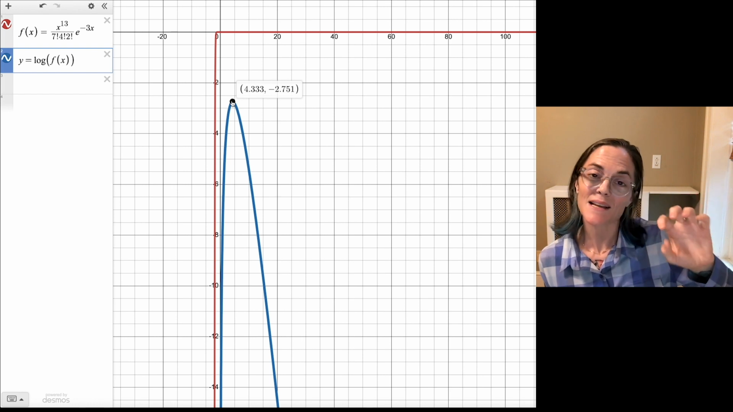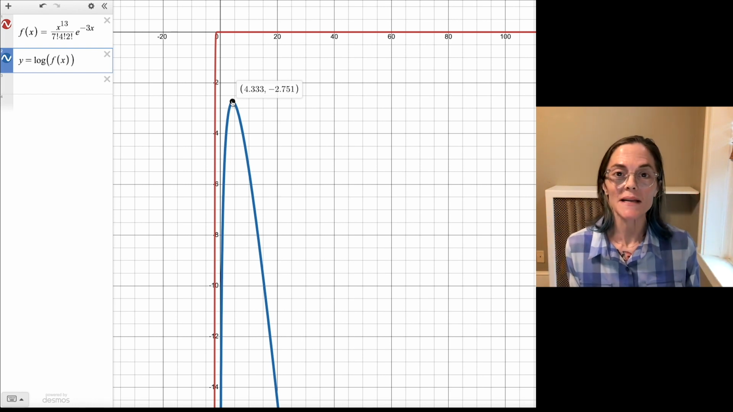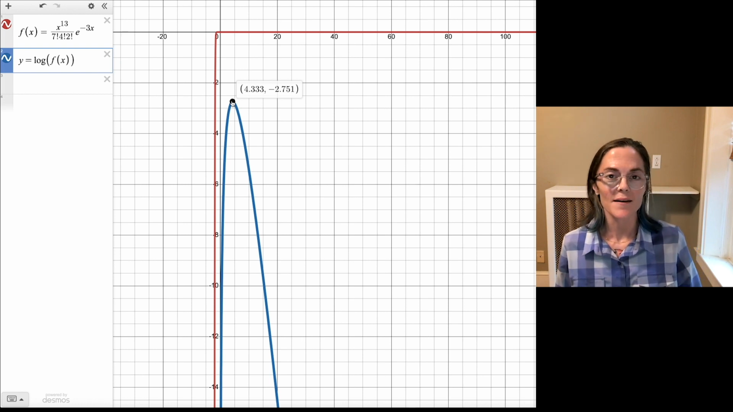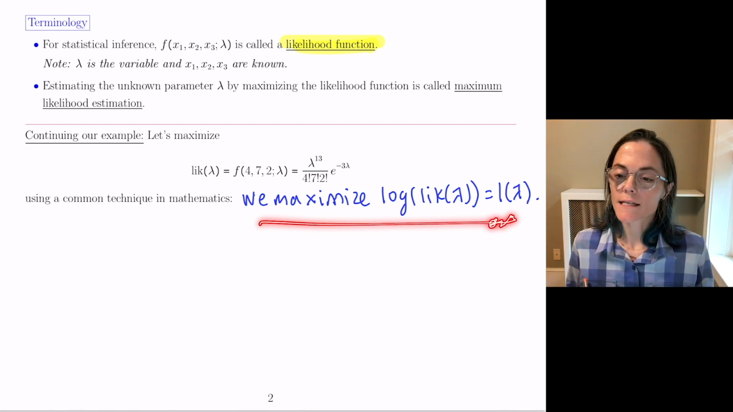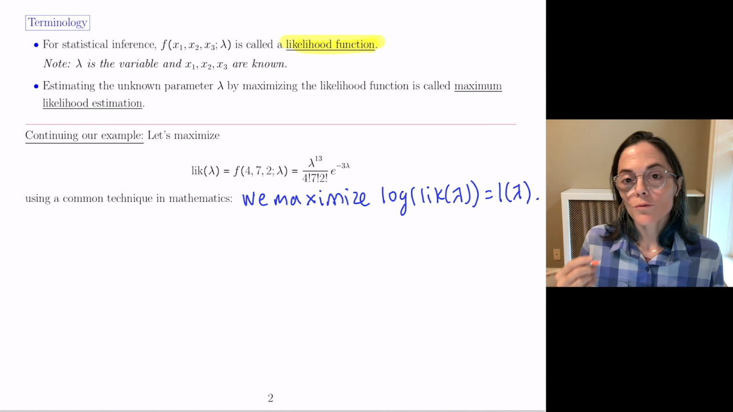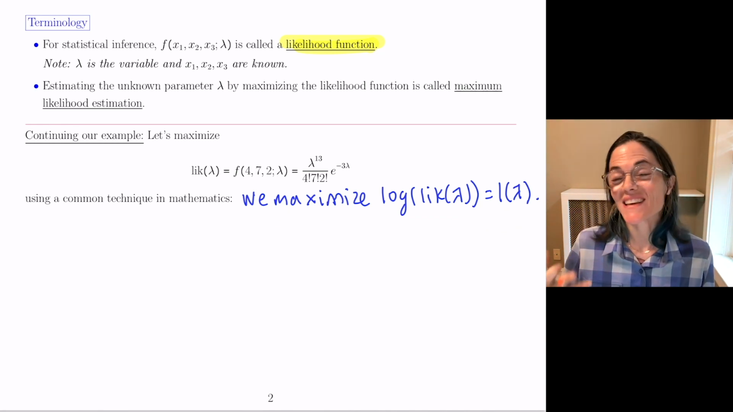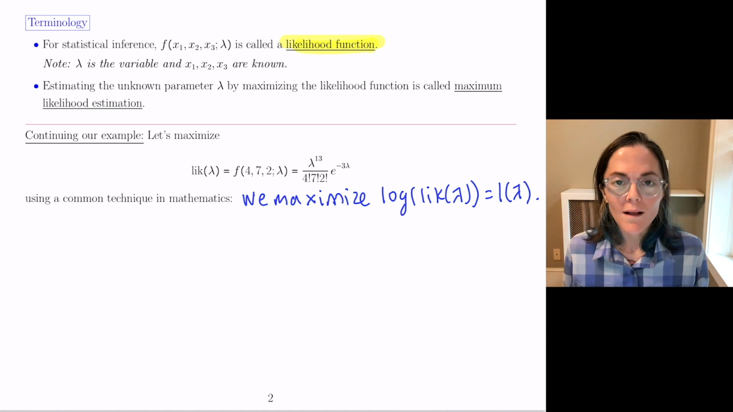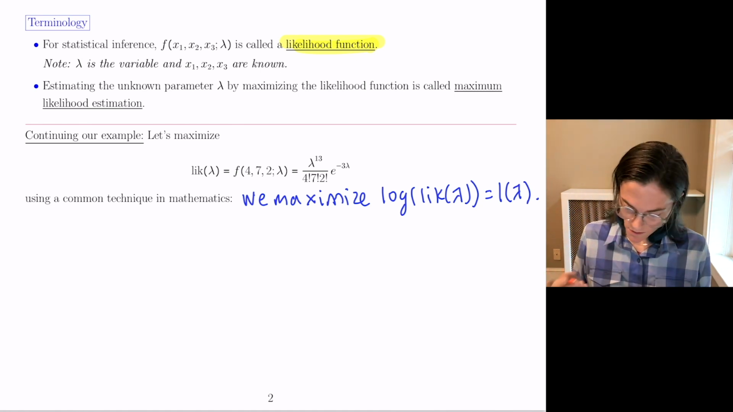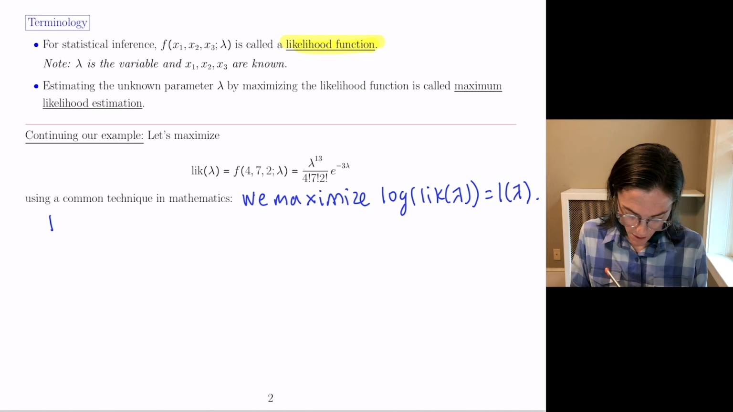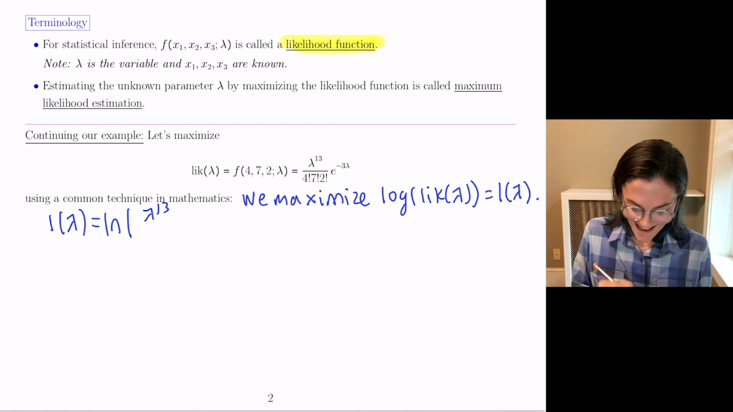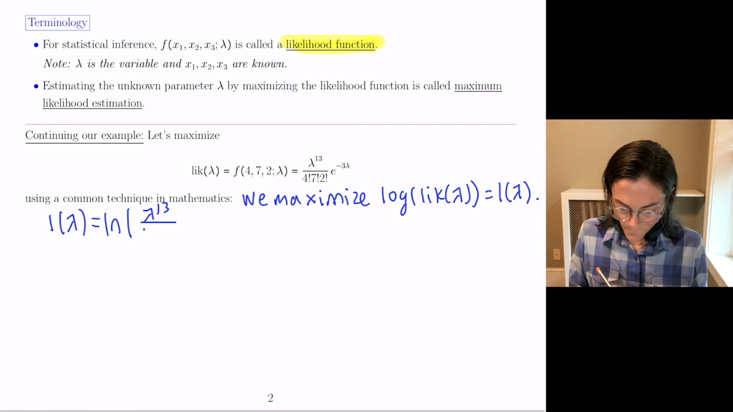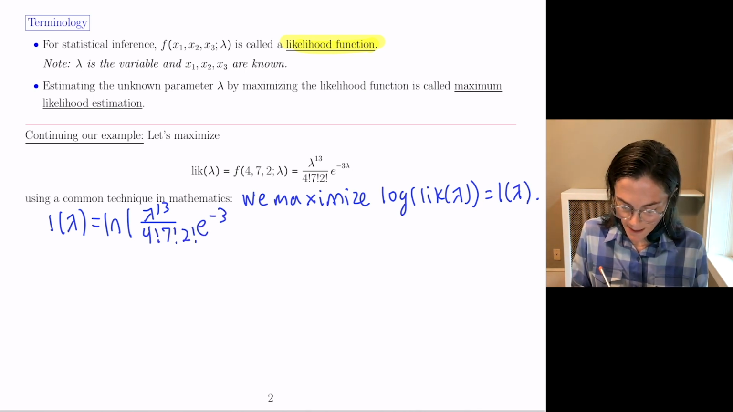We have a lot of products and powers here, and we can simplify when we're going to take derivatives by applying the logarithm. We will maximize the log of this likelihood function, and I will call that L of lambda. Really, I'm thinking about natural log here because I'm going to be using derivatives, and the natural log is the easiest to differentiate. So let's take the natural log of all of this. We have lambda to the 13 divided by 4 factorial, 7 factorial, 2 factorial, and then e to the minus 3 lambda.